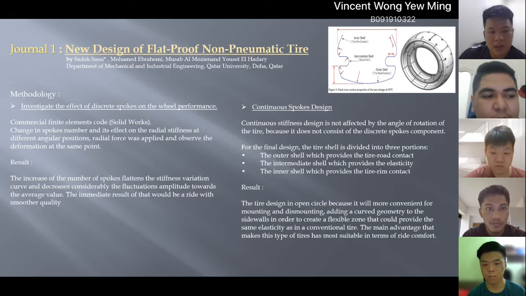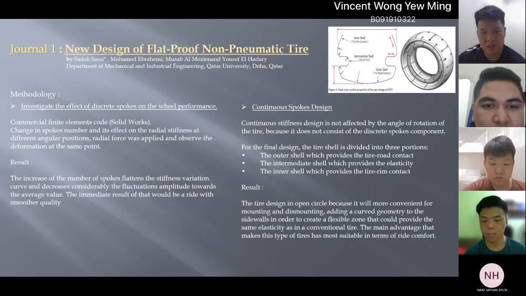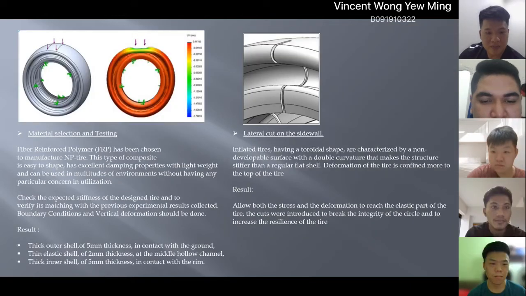For the result, the tire is designed as open circles because it is more convenient for mounting and dismounting. A curved geometry is added to the sidewall in order to create a flexible zone that could provide the same elasticity as in conventional tires. The main advantage is that this type of tire is more suitable in terms of ride comfort.